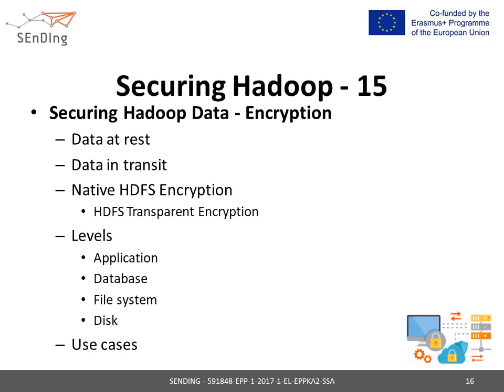Hadoop offers native HDFS encryption. You can encrypt data at the application, database, and the file system or disk level. Each of these encryption levels involves a trade-off between performance and data protection. HDFS native encryption, also called HDFS transparent encryption, is somewhere in between a database level and a file system level encryption. Encryption can be done at different layers in a traditional data management software/hardware stack.